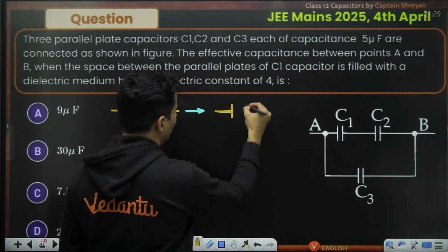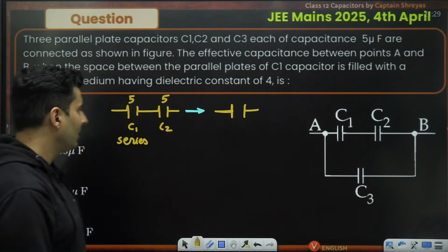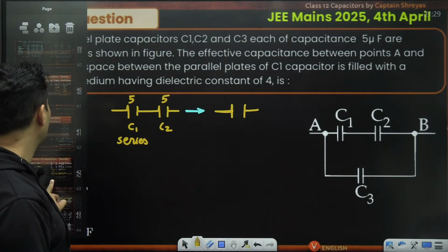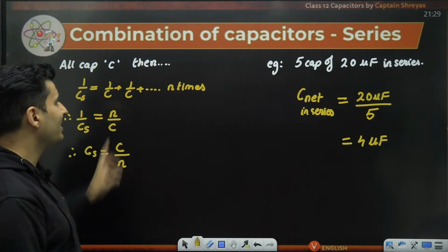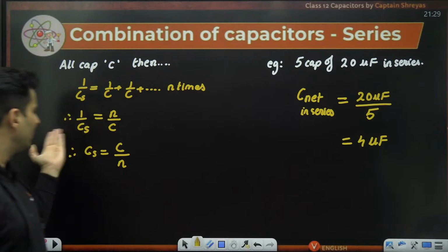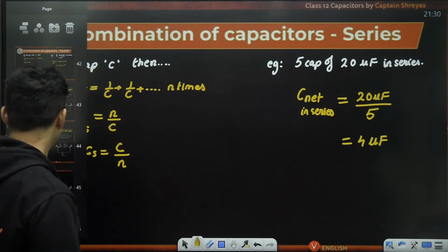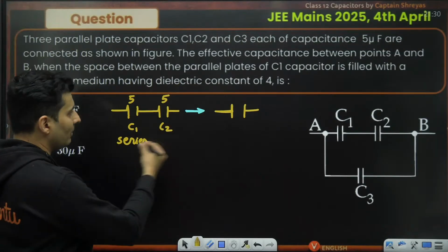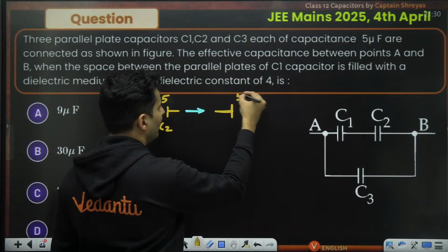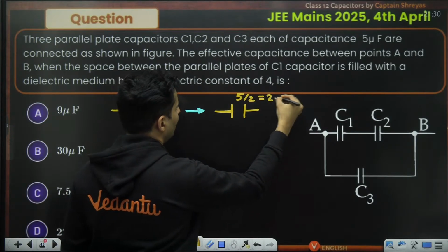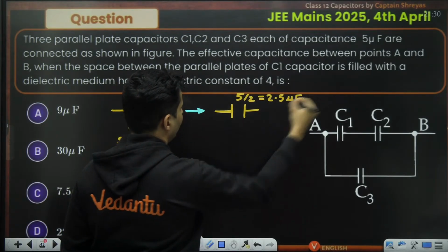So if I have to convert them into a single capacitor, what did I just tell you? For series, you divide, right? For series, you just divide it by the number of capacitors. So in this particular scenario, there were 2 capacitors. So this will be nothing but 5 by 2, which is nothing but 2.5 microfarad.